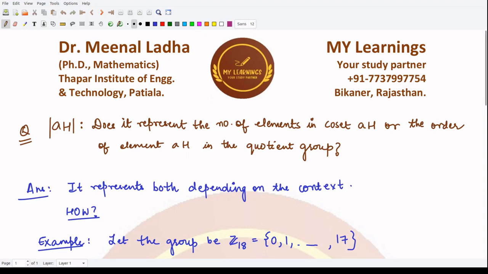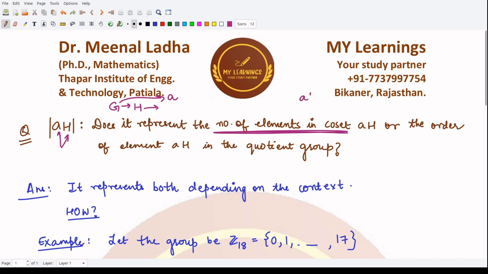Here, the question I pose is this notation AH. For some group G we have some subgroup H, and from this group G we are taking some element A. Now for this structure, this bar, and within the bar we have AH written. Does it represent the number of elements which are present in the coset?